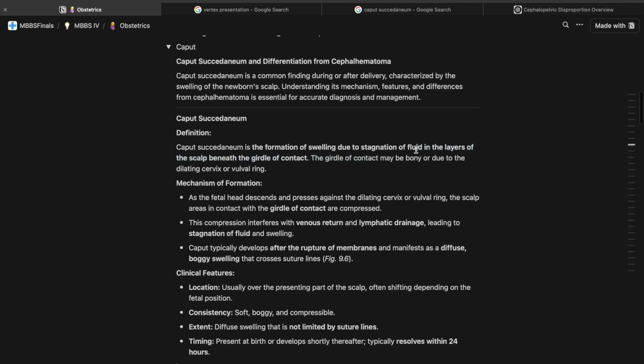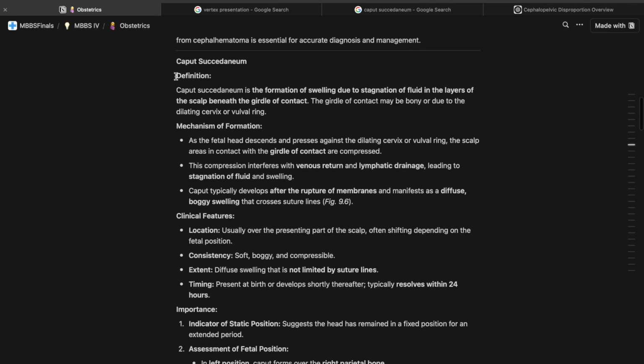The formation due to stagnation is common during delivery, after delivery. Yes, understanding its mechanism is very important. Caput succedaneum definition: it is the formation of swelling due to stagnation of fluid in the layers of the scalp beneath the girdle of contact.